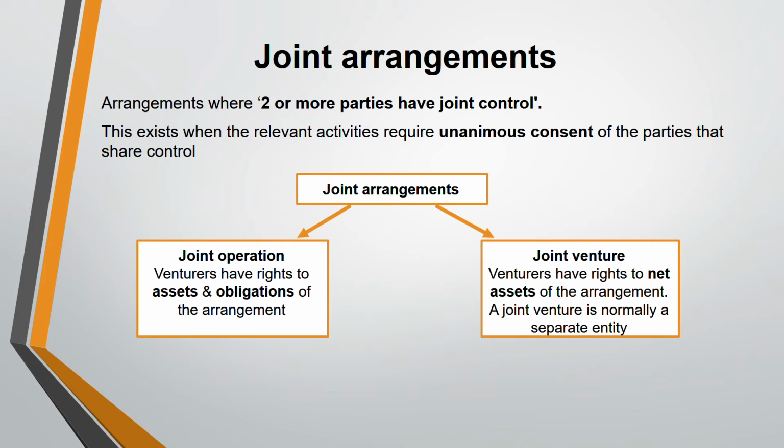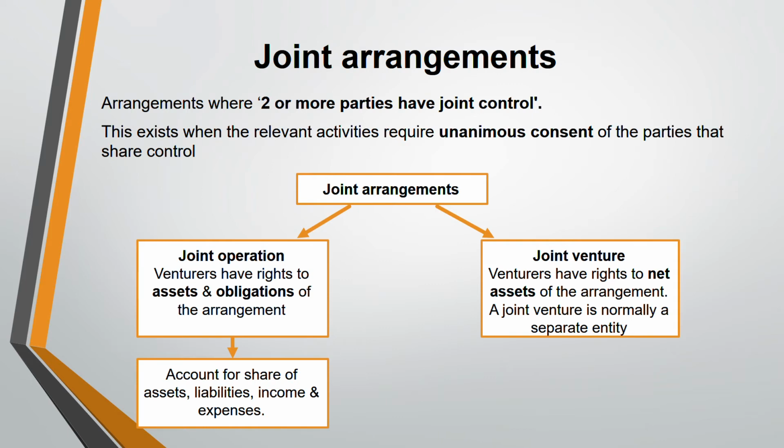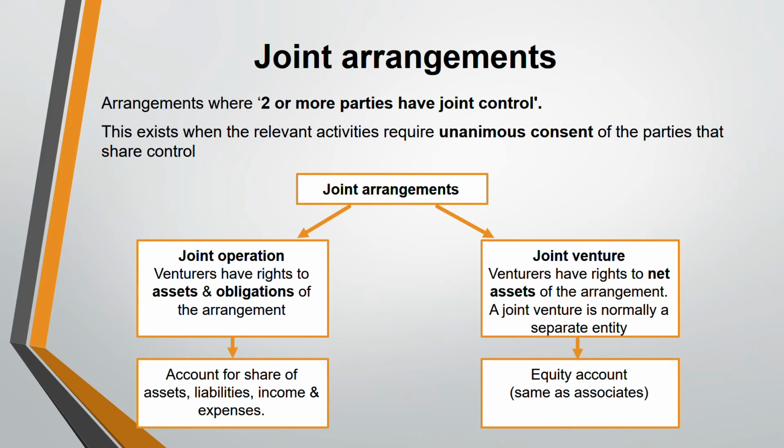If it is a joint operation, you take your share of all the assets, liabilities, income and expenses. Take your share. If it is a joint venture, you have to use IAS 28, the one you used for associates, that is known as the equity method. That means you have to apply IAS 28. Even though the joint venture falls under IFRS 11 as a joint arrangement, when you account for the joint venture you will be using the equity method, which is under IAS 28, the same way we have done for associates.